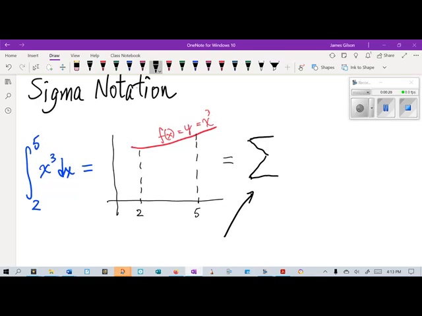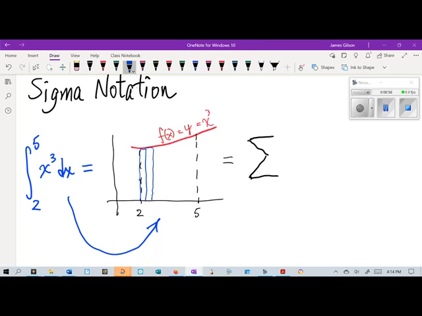And the first thing is we use the Greek letter sigma, that's a capital sigma, to represent the same thing that we do with the elongated s with the integral. It's a sum. Now, let's think about what we're doing when we're integrating. We're doing a mathematical process that's equivalent to calculating the areas of a whole bunch of rectangles.